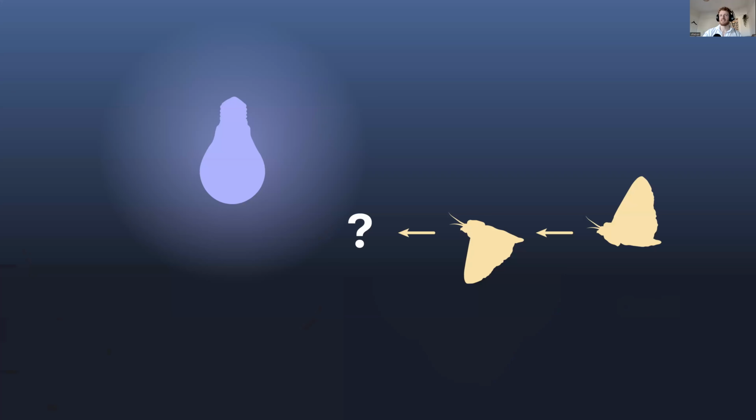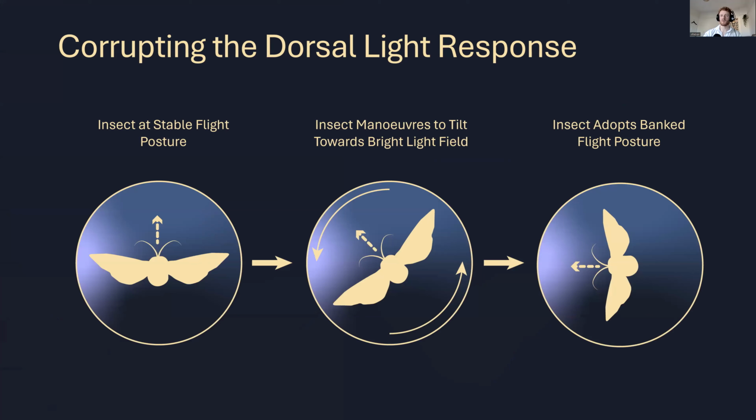But how is this affected by artificial light? I said this was such a beautiful, robust response, but the problem is it really doesn't work if something else starts making a lot of light that isn't the sky. So you have insects that might be in a stable flight posture, seeing lights that might be at the horizon level or off at an angle or even below them, and then maybe tilting their body towards that bright light field to adopt a weird flight posture. Now, if you take a helicopter or a plane or anything like that and you tilt it over to one side, suddenly its flight forces are off axis from gravity, and that's going to lead to it spiraling or all kinds of other flight patterns.